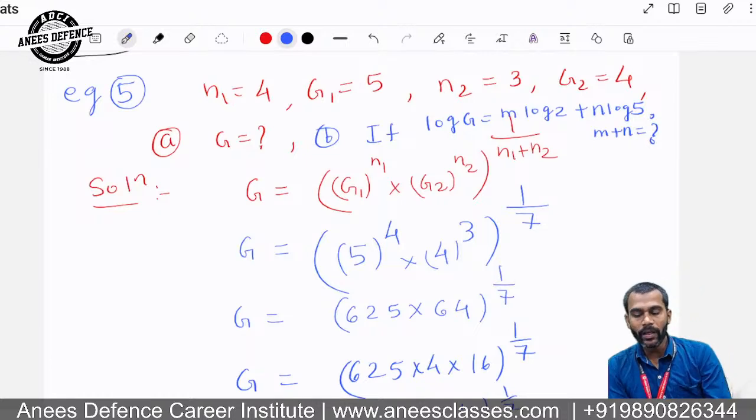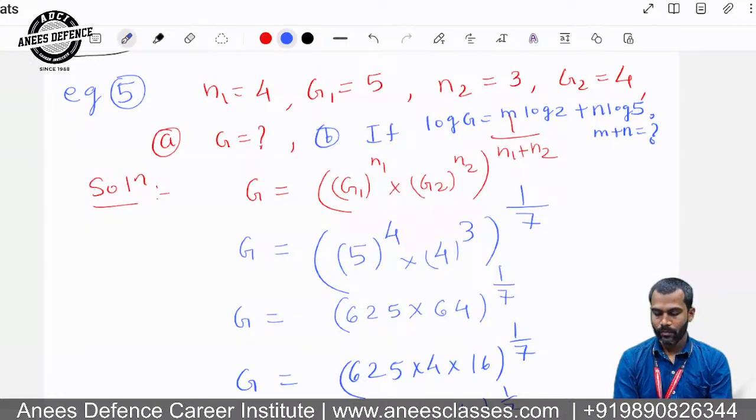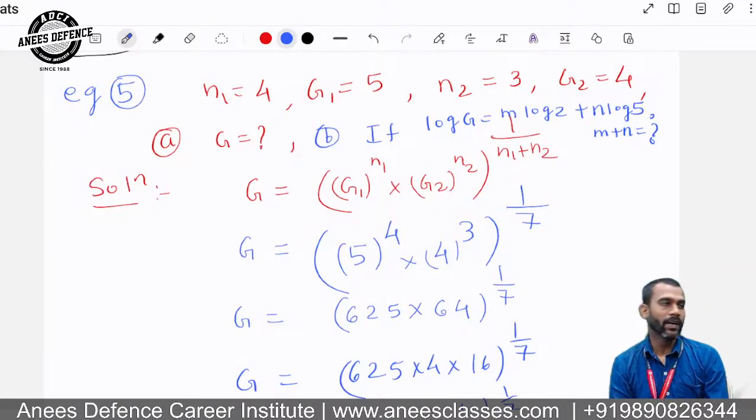So you don't have to multiply now. In the first step itself, we have 5 to the power 4, and 4 to the power 3 can be written as 2 to the power 6. We will be getting 4 by 7 and 6 by 7, sorry. And then they can ask GIF of m plus n, fractional part of m plus n.